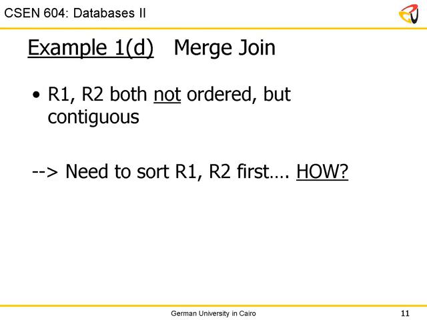Now, what if they're not ordered, but the relations are contiguous on disk? This is the more common scenario. If you're doing a join, then you might be joining on columns that are not the columns used to cluster the data. So what the database engine would do is sort, or basically make a copy of the data, but we really don't think of this copying process. We just say the database engine will sort first before doing the merge join.